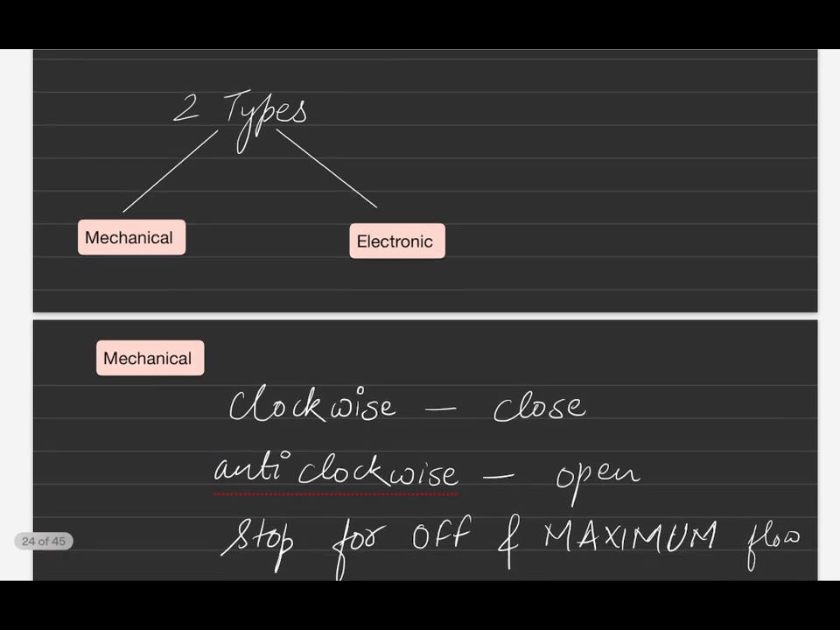So flow adjustment control knobs can be mechanical and can be electronic. Electronic ones are usually seen in newer machines, and electronic ones are just a representation of the mechanical ones in the background. So mainly in machine manufacturing there is a mechanical one, and the electronic one is just a representation of the mechanical.